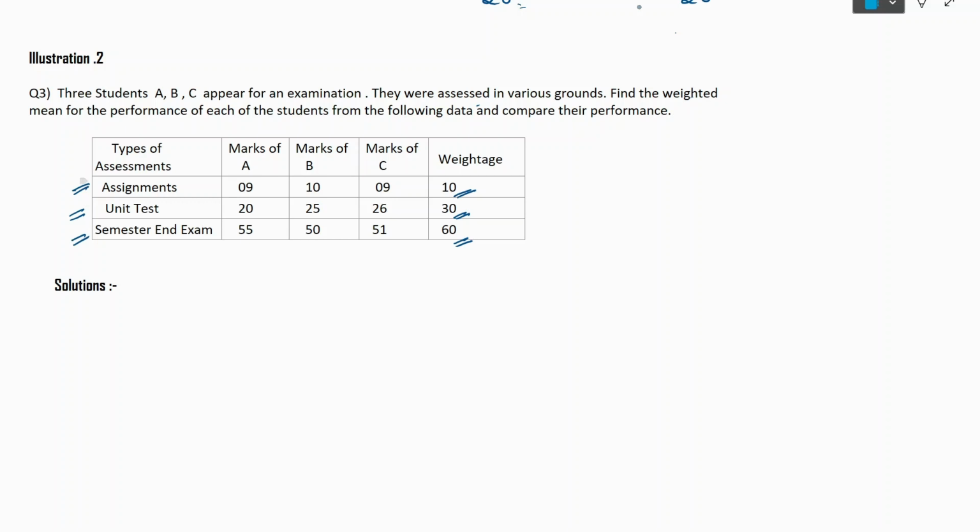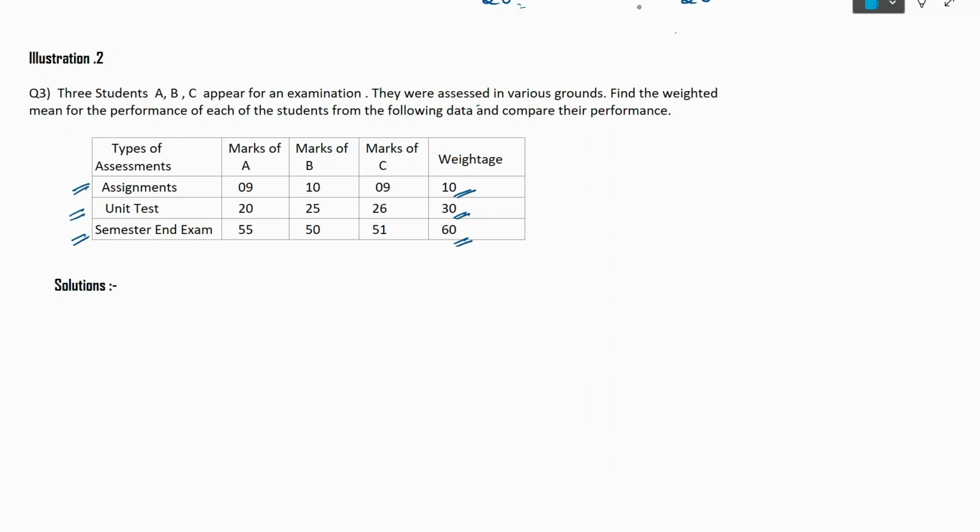Here see, the items are 3: assignments, unit test, semester end examination. But the importance given to these examinations is in different weightage, that is 10%, 30% and 60%. That's the reason why we are going to calculate the weighted average or weighted mean for comparing their performance instead of the arithmetic mean. Now here, how do you start your answer?